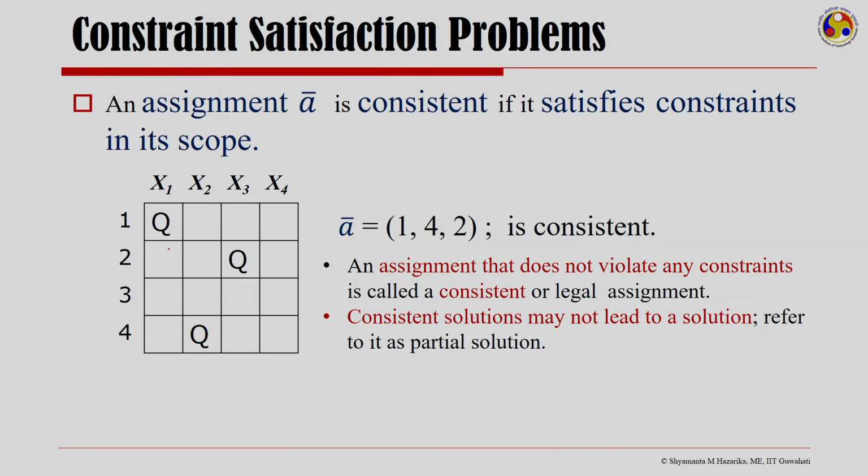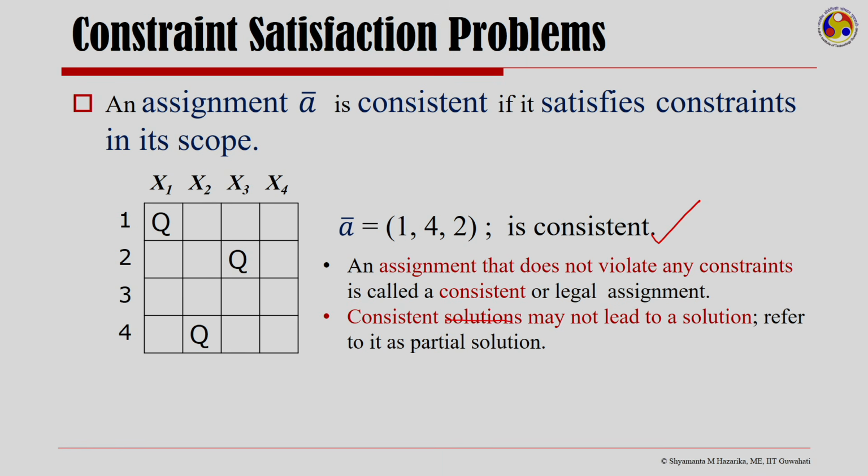An assignment is said to be consistent if it satisfies constraints in its scope. Like in the previous example that we were looking at, where I had an assignment of 1, 4, 2 for 3 queens placed on a 4 cross 4 grid, I could see that it satisfies the constraints, and therefore, that assignment is said to be consistent. An assignment that does not violate any constraint is called a consistent or legal assignment. Now, it is interesting to note here that consistent assignments may not lead to a solution.